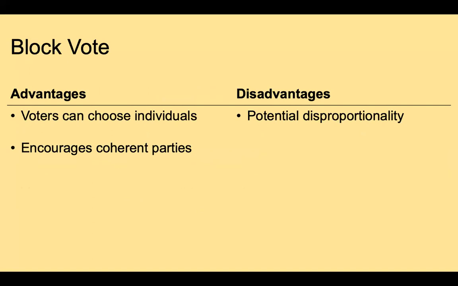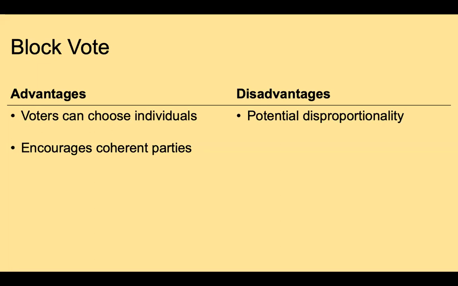Because parties face an incentive to try to coordinate their individual candidates so that parties get as many of their candidates elected as possible. If parties aren't internally coherent, you won't be able to elect multiple members of that party in that district. One of the disadvantages of this, though, is that there's potential disproportionality if voters don't disperse their vote across parties.